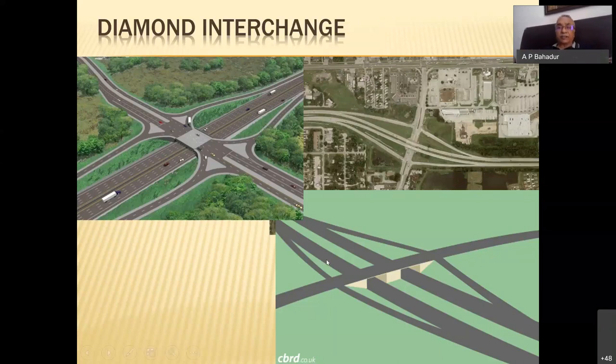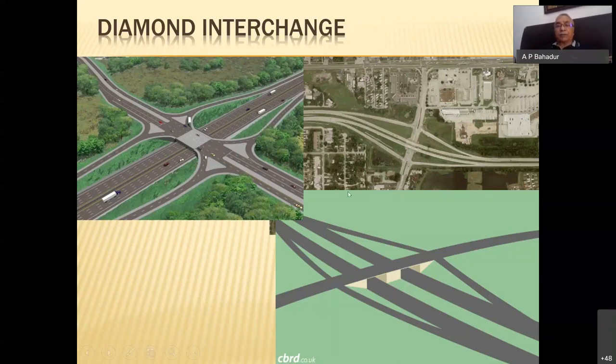As you can see here, if supposing this is a 6-lane highway, that means you are building a bridge of an 8-lane highway, obviously, because you build a bridge for a longer design period.